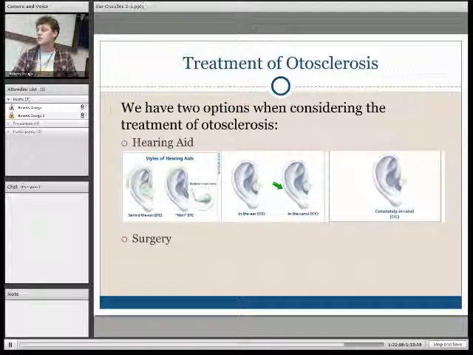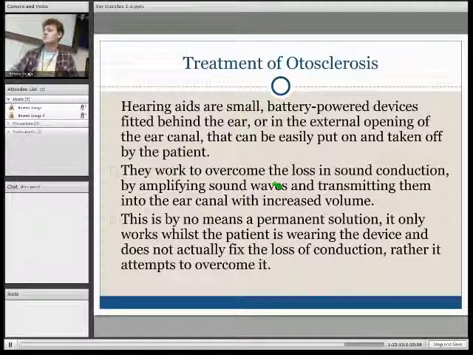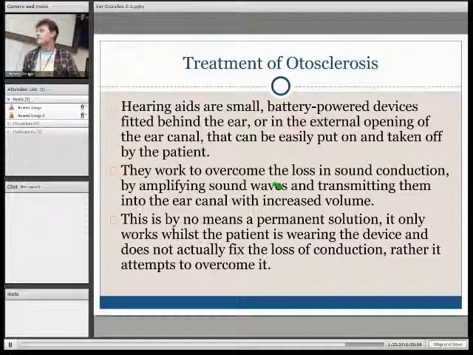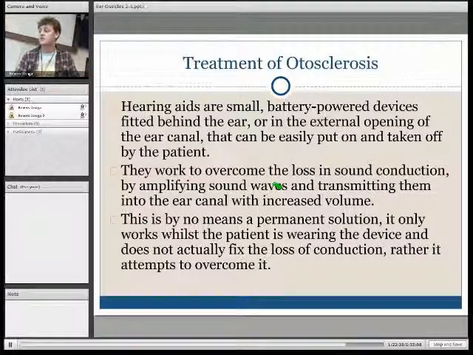Two treatment options: hearing aid or surgery. The more temporary of the two is hearing aids, which are small battery-powered devices fitted behind the ear or in the external opening of the ear canal. This is by no means a permanent solution. It's only there to overcome the loss in conduction, but it's preferred for people who are very elderly with only minor hearing impairment or do not wish to undergo the surgery.